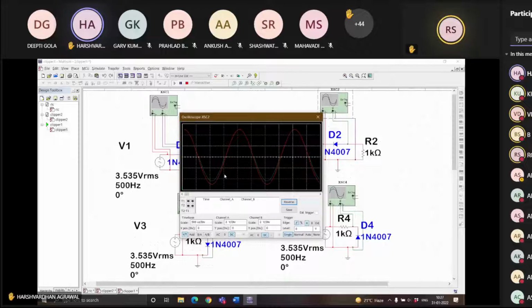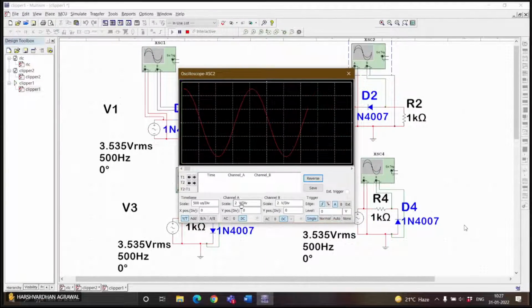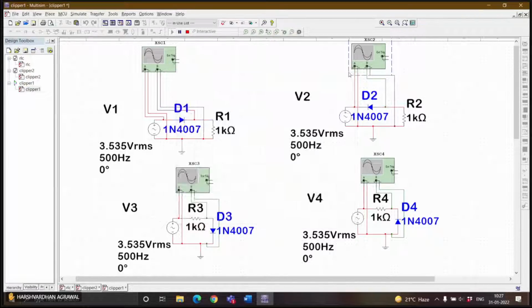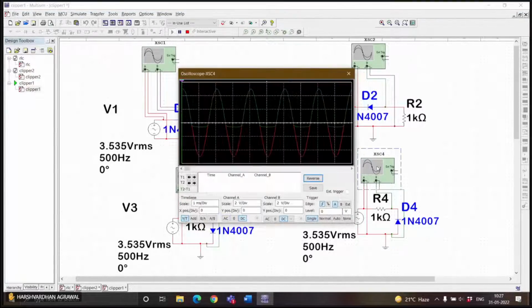This is the next graph. This is also a positive clipper. This is the shunt one, and this is the transfer characteristic for the shunt clipper. This is the negative shunt clipper, and these are the characteristics. This is the transfer characteristics.